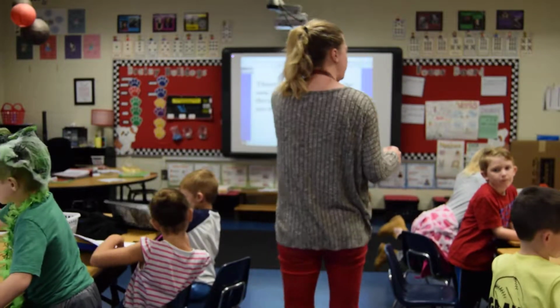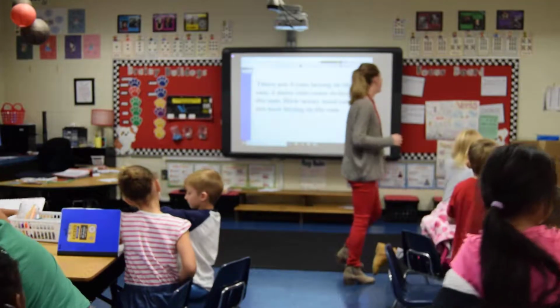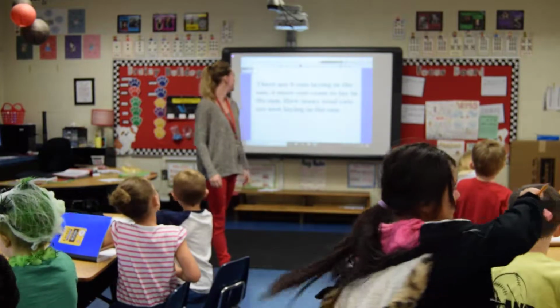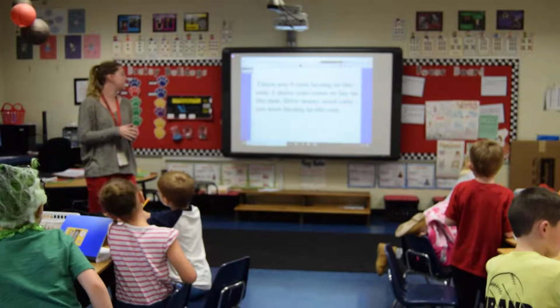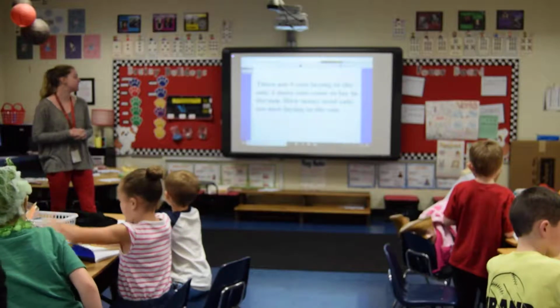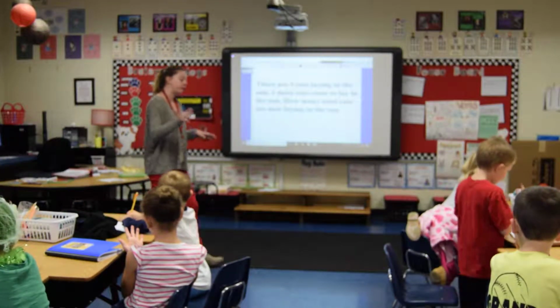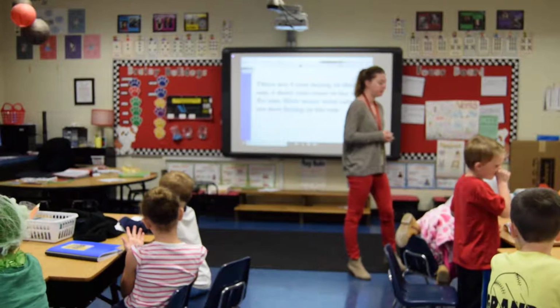All right, so here's our starter problem for today. There are 8 cats laying in the sun. Okay, 8 cats. 4 more cats come to lay in the sun. How many total cats are now laying in the sun? There starts with 8, and then 4 more come. How many total cats are now laying in the sun?